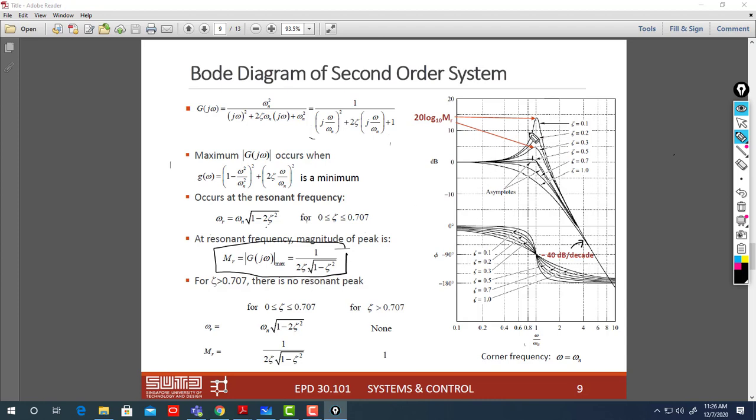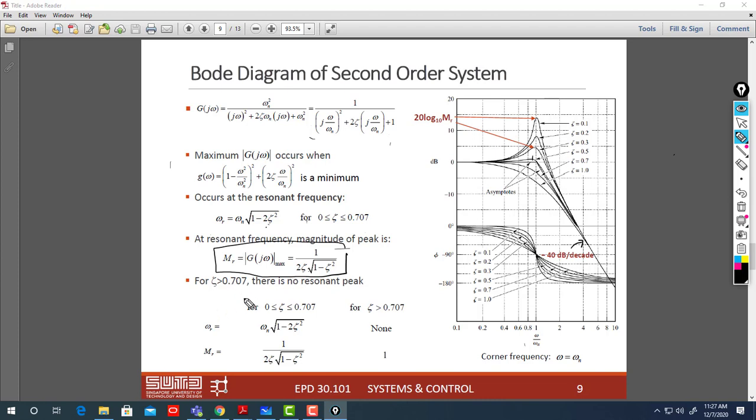But pay attention: you have it in decibel, so the value that you find is in decibel. You can then find the resonant peak as a unitless value. Here you have two cases. When zeta is bigger than 0.7, you have no resonant peak. When you do the derivative, you find that depending on zeta, you have or you don't have a resonant peak.